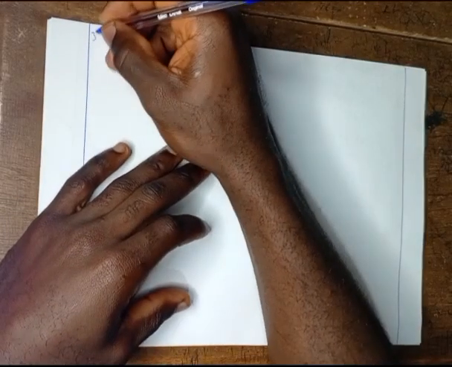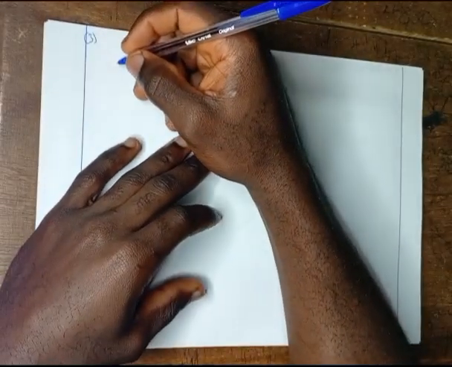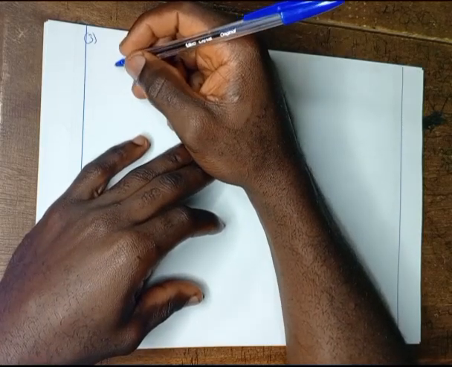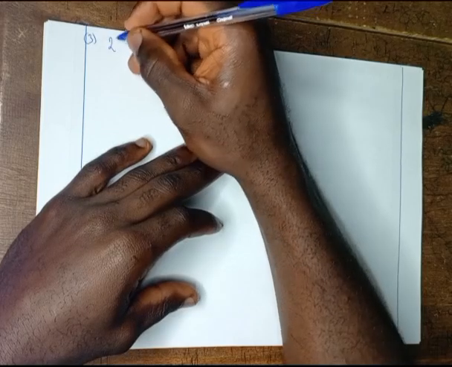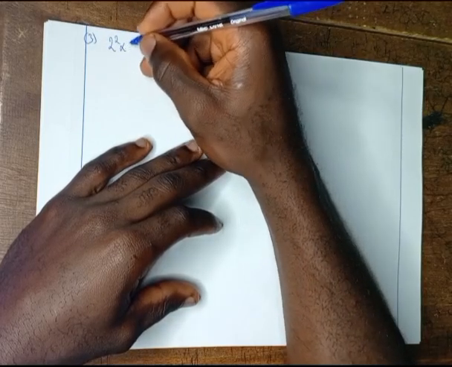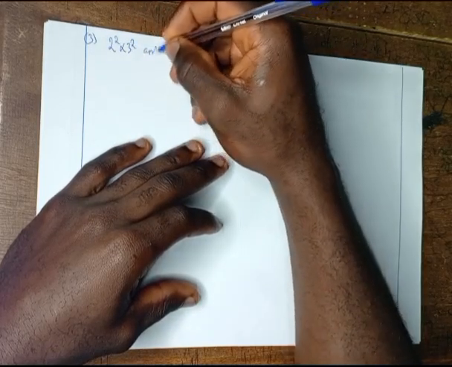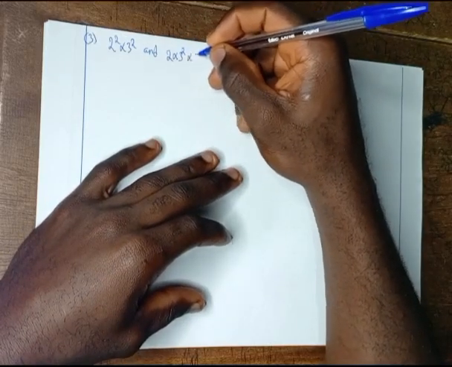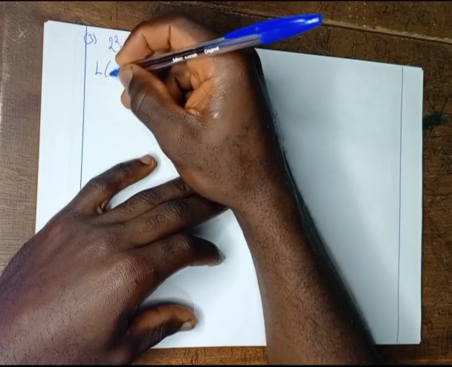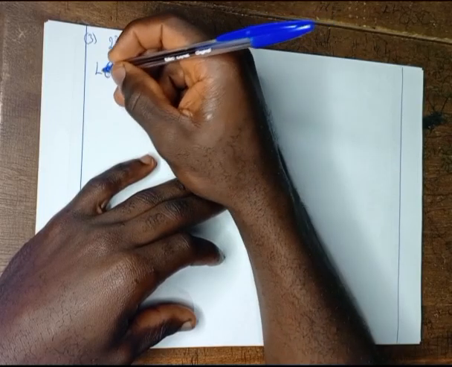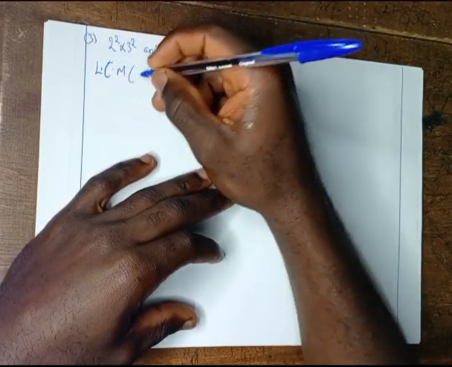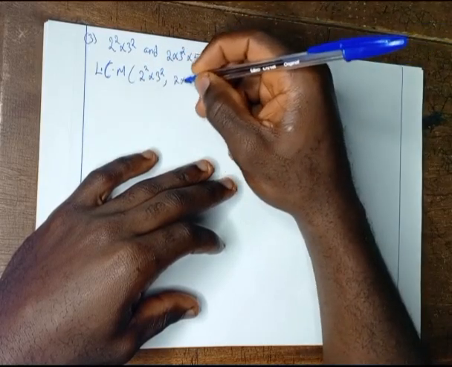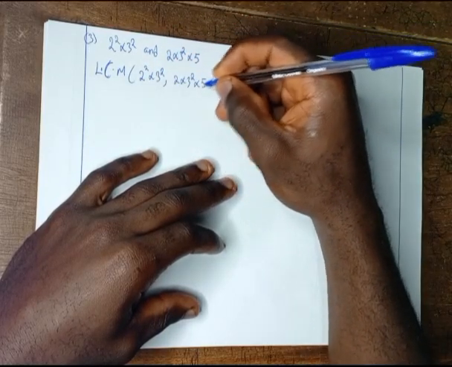Question 3, it says find the LCM of the following index numbers, leaving your answers in index form. Here we have the numbers 2 raised to the power 2 times 3 raised to the power 2, and 2 times 3 raised to the power 2 times 5. So we need the LCM of 2 raised to the power 2 times 3 raised to the power 2, comma, 2 times 3 raised to the power 2 times 5.